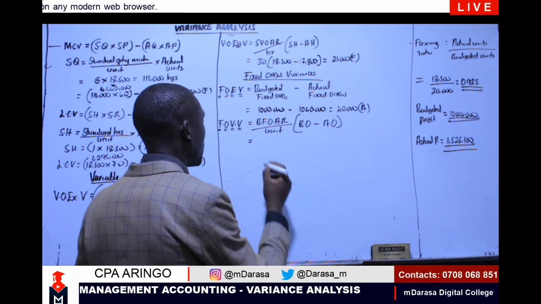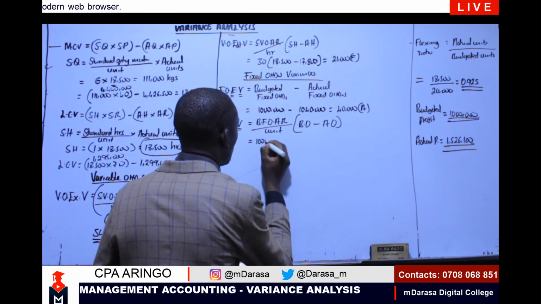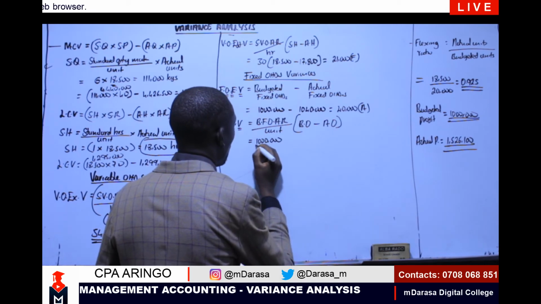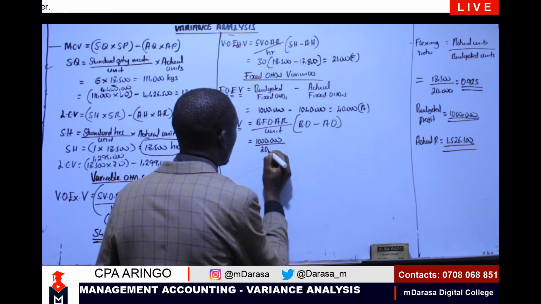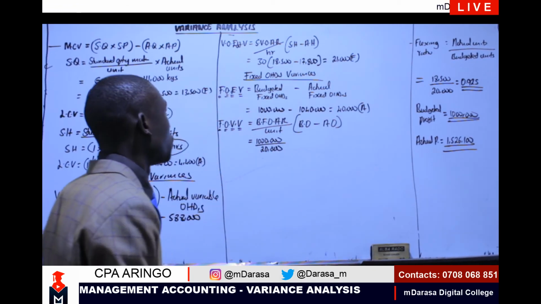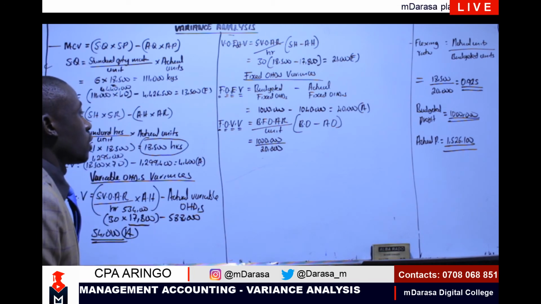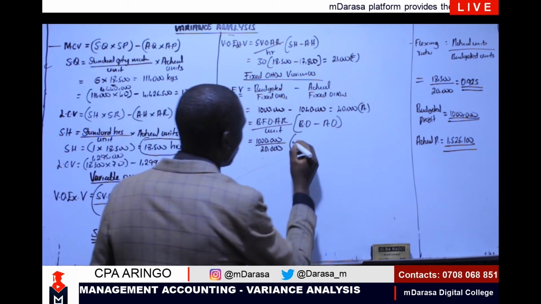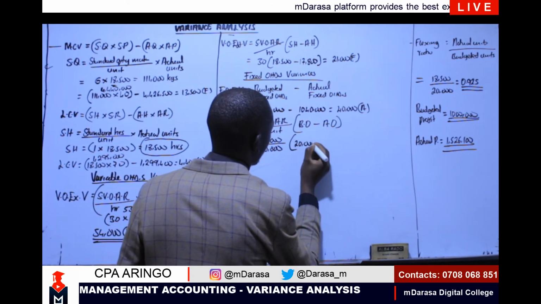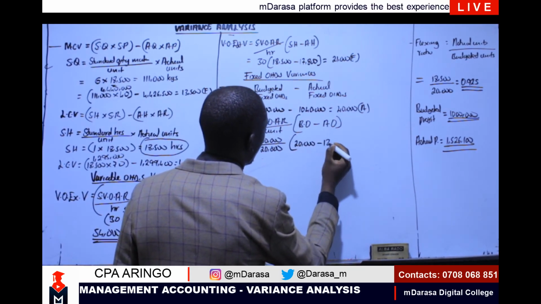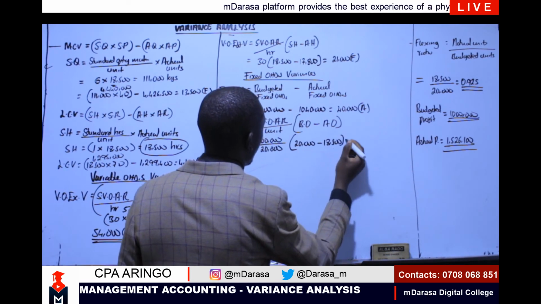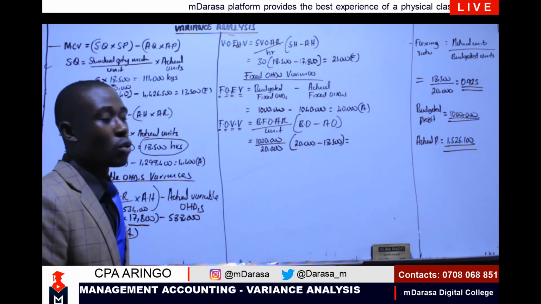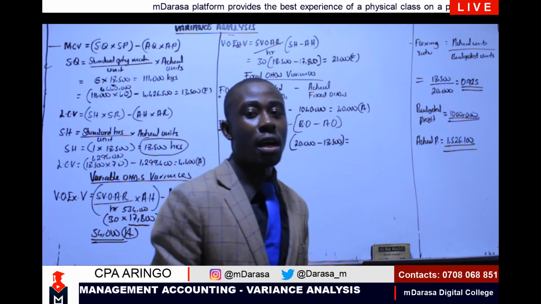So in this case, I'm going to have my total cost, which is 1 million. We divide by the number of units that we budgeted to produce, which is 20,000, times budgeted output of 20,000 minus actual output, the one that you are actually producing, which is 18,500. So how much will I be having as our variance?